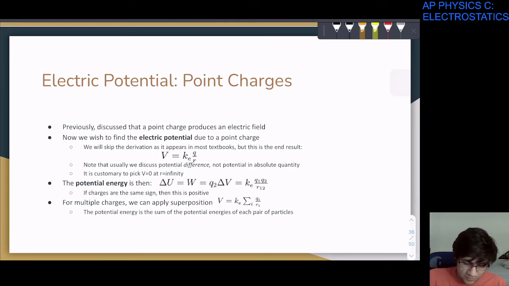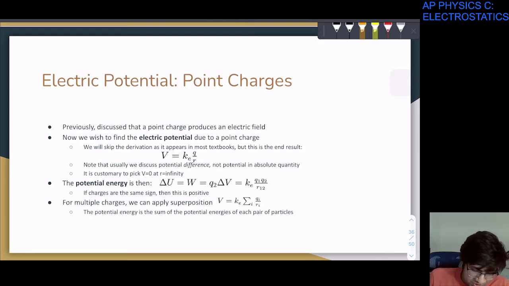Now we want to actually calculate this electric potential. Well, we can use k_e times Q divided by r as our equation for voltage, and we're going to skip the derivation. One thing to be clear about is that voltage is the potential difference between 2 points, so it's customary to pick V equal to 0 at a distance infinitely far away. Your voltage is like how much energy per charge it takes to move that charge from an infinite distance away all the way up to a distance r from your source charge.